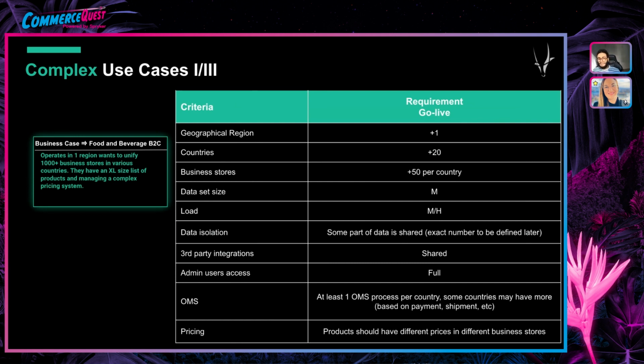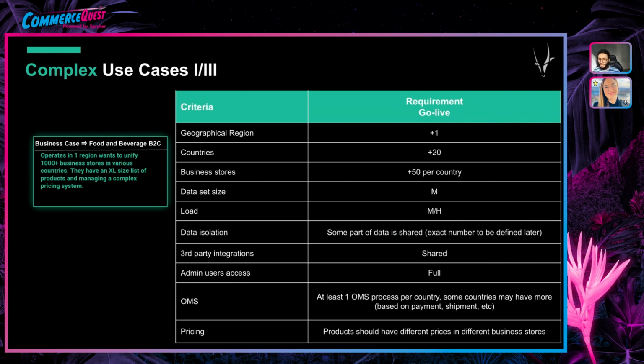Here, the region is one, countries could be 20, business stores could be around 50 per country. They identified this. The data set size in the end was around M, not an XL. The load, because an XL is for their requirements plus 2 or 3 years, right? But for the go live it is M. The load is medium to high.